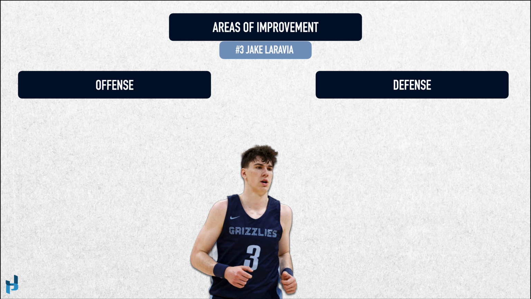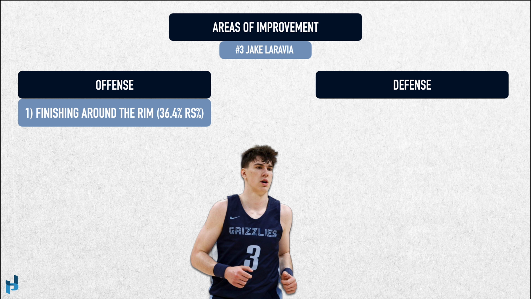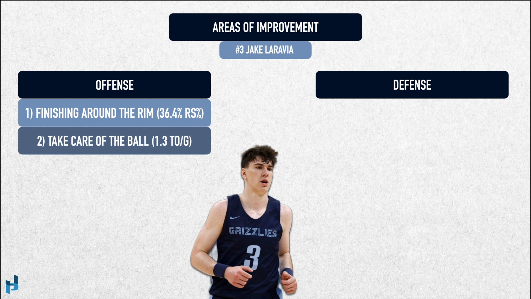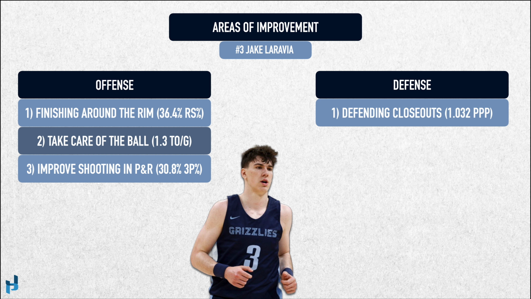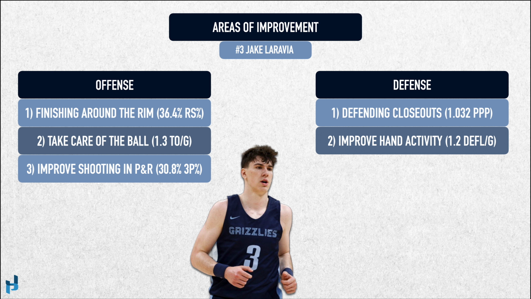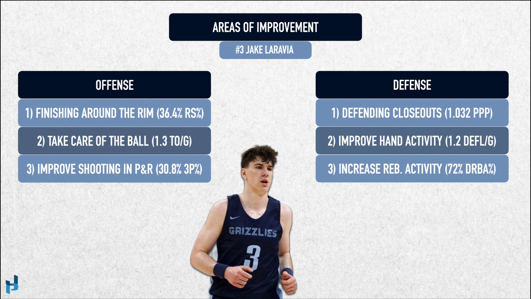Offensively, we want Jake to finish better around the rim, we want him to take better care of the ball, and improve his shooting in pick and roll situations. Defensively, we want him to defend closeouts better, improve his hand activity to get more deflections, and increase his overall rebounding activity. Now, how do we go about measuring this on an everyday basis?